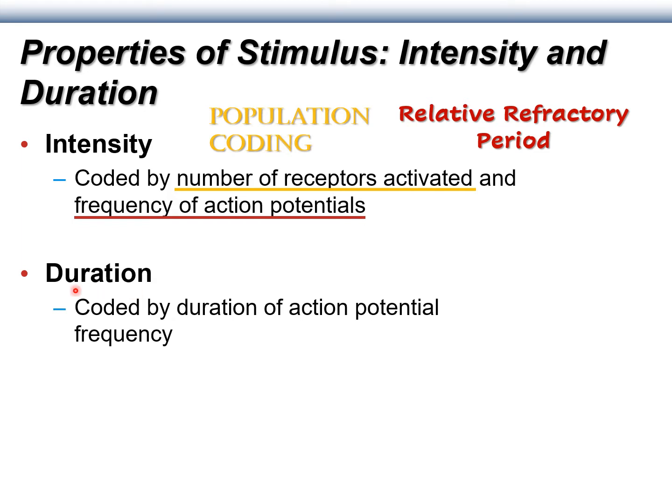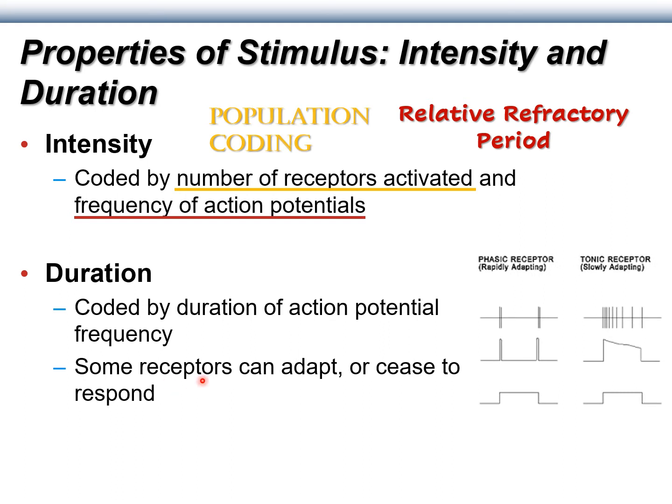Then we have duration, and I would say that this is coded primarily by the change in frequency that we see. So we see the duration of a given action potential frequency. And what we have is that some receptors can and do adapt or even cease to respond to a stimulus altogether. So down here at the bottom is the stimulus. So here we have an on, off. We call that a square wave stimulus, and I'm going to show you more of this in a little bit.